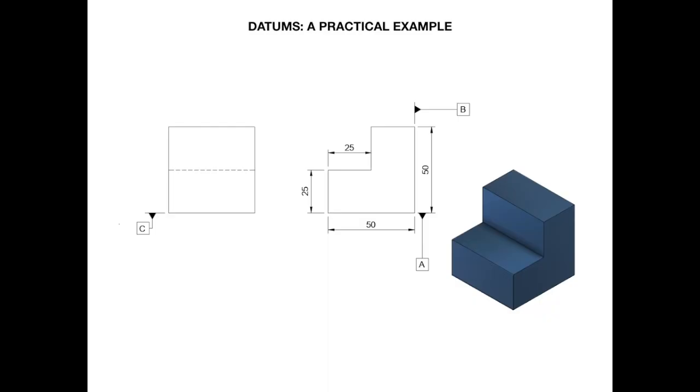In this video, we will go over datums in mechanical engineering with a practical example. Let's jump right in. Let's say I want this 50 by 50 millimeter part to be machined, so I will create an engineering drawing that looks like this. Let's focus on this 50 millimeter height dimension for now.